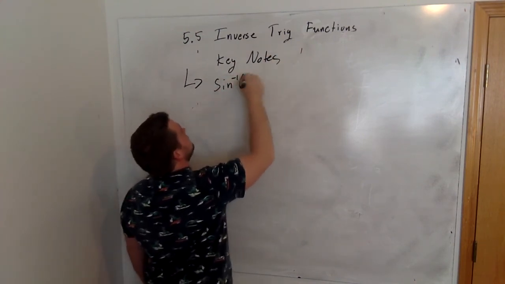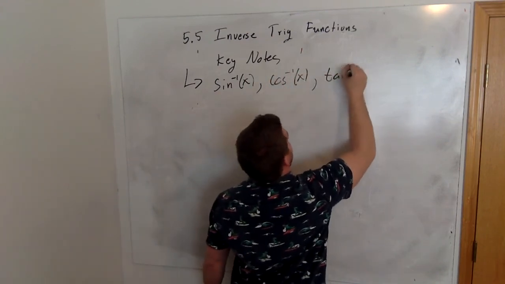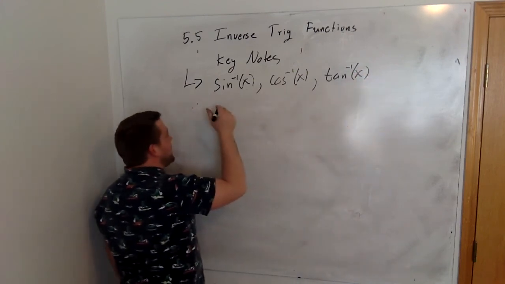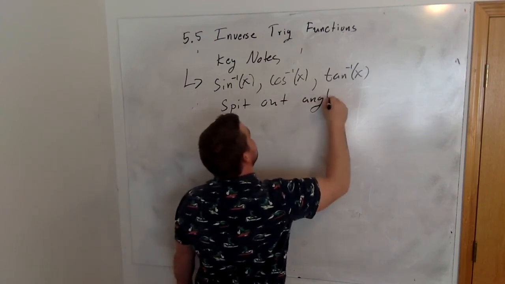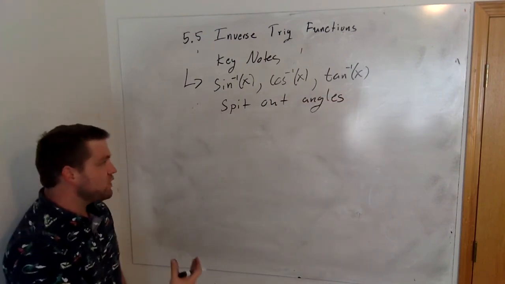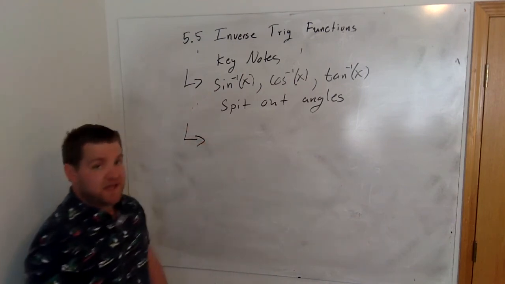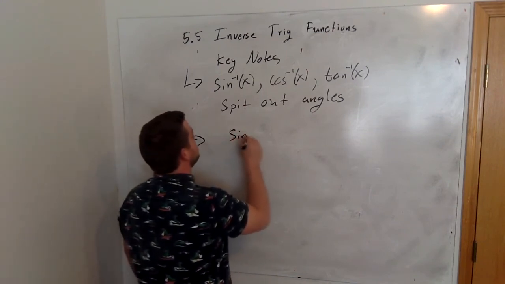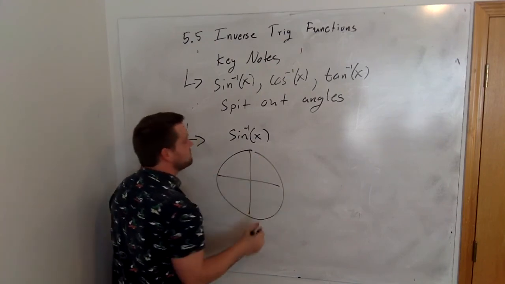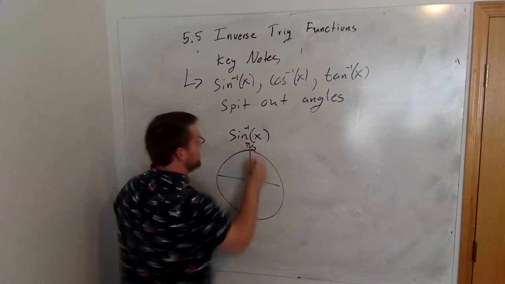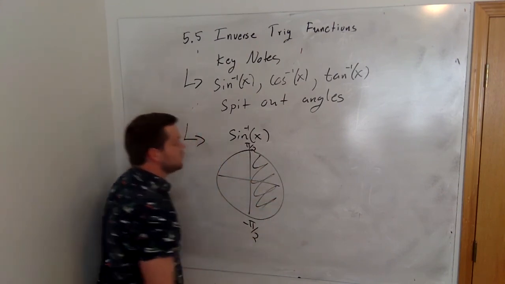Sine inverse, cosine inverse, tan inverse spit out angles. That's what they do. You plug in a ratio, you get an output of an angle. Okay, specifically what angles? Sine inverse of x spits out angles between negative pi over 2 and pi over 2.